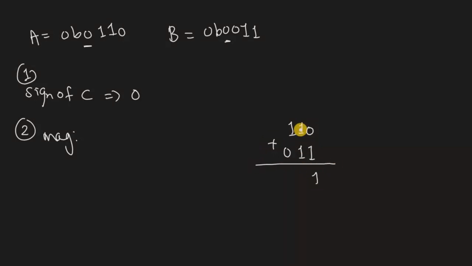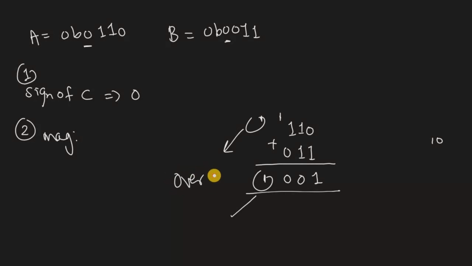So 0 and 1, that's a 1, and 1 and 1, that's a 2, and 2 in binary is 1 0, right? So we write 0 here, 1 over here. 1 and 1, that's a 2 in binary, so that's again 1 0, so we write 0 here but 1 over here. But you see, where do we put this 1 over here? This is the case of an overflow, because the register can only store 3 bits of data, and you cannot have 4 bits.